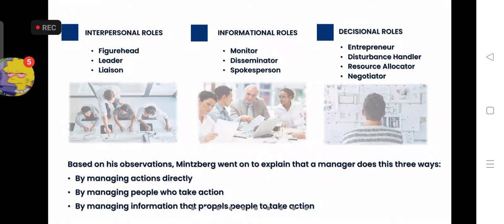For example, negotiating contracts or managing projects. Second, by managing people who take action, an example of which is motivating them, building teams, and enhancing the organization's culture. And third, by managing information that propels people to take action, which is using budgets, goals, and task delegations. So next slide.